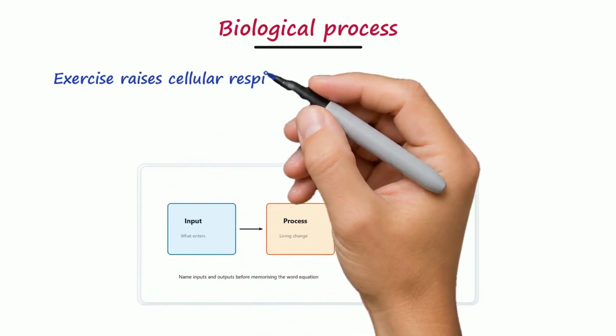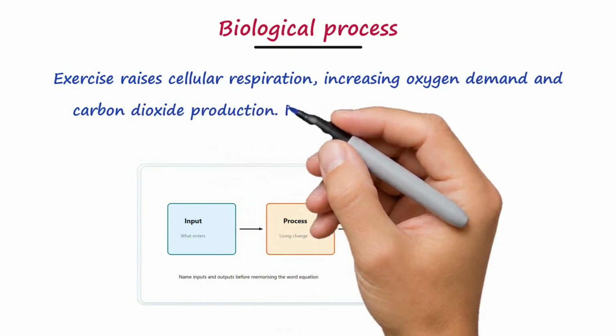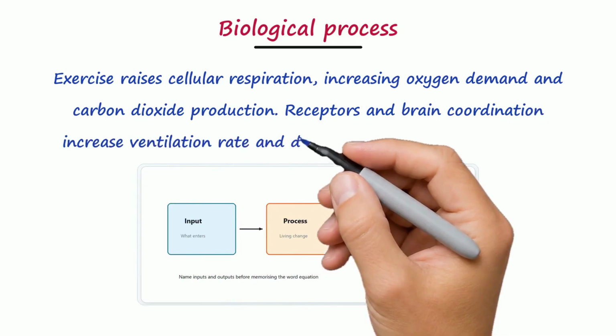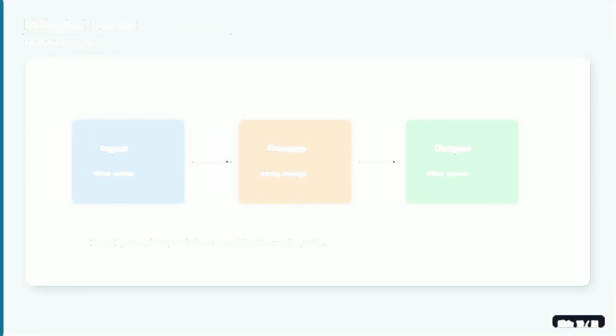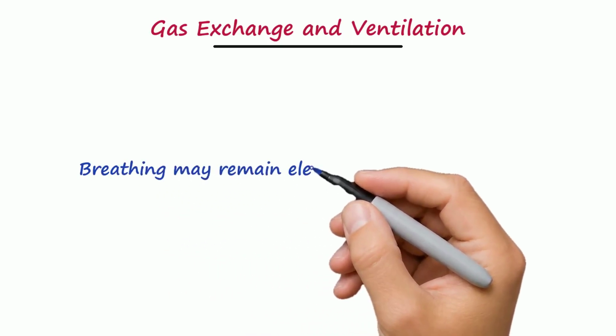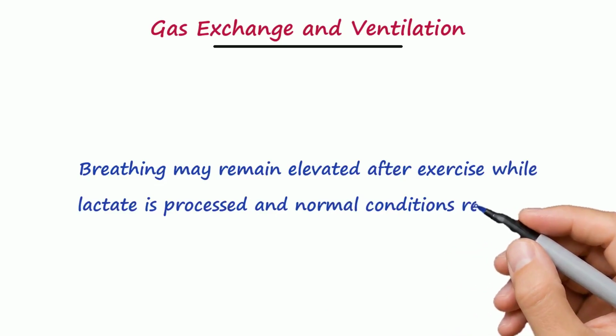Exercise raises cellular respiration, increasing oxygen demand and carbon dioxide production. Receptors and brain coordination increase ventilation rate and depth, so minute ventilation rises. Breathing may remain elevated after exercise while lactate is processed and normal conditions restored.